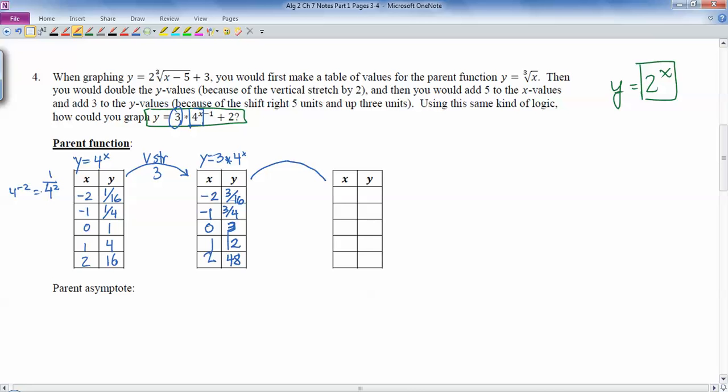And then we need to do our shifts. And notice that the x has a -1. That means 1 to the right. And then the whole thing has a +2, so that's 2 up. So I'm going to add 1 to my x's and add 2 to my y's.